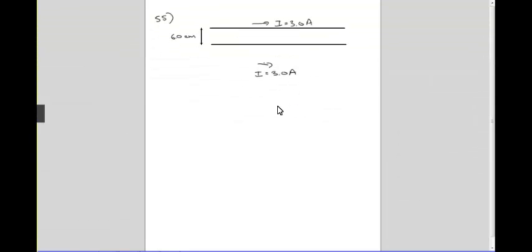Okay, we're on problem 55, chapter 19. And let's just read the problem. It's on page 660, problem number 55. It says, two parallel wires are separated by 6 centimeters, each carrying 3 amps of current in the same direction. What is the magnitude of the force per unit length between the wires? Is the force attractive or repulsive?